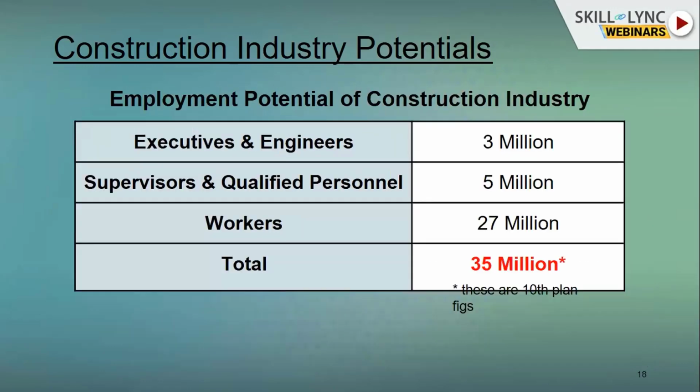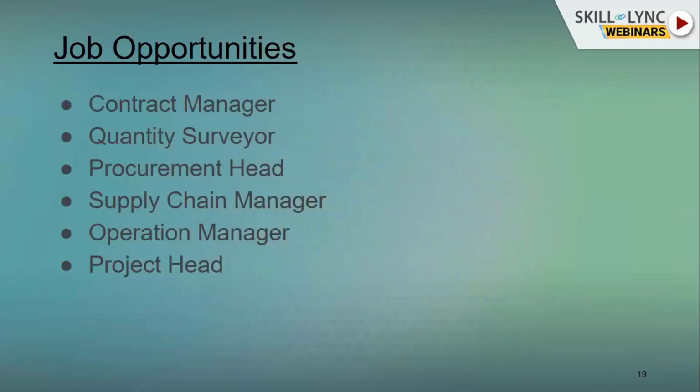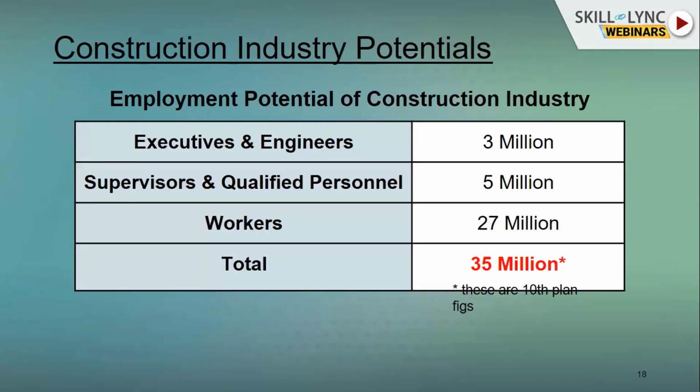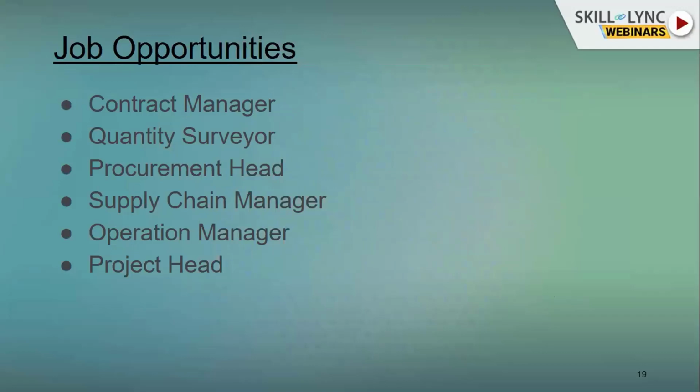These are figures of around 2010. I have taken the total number of executive engineers, supervisors and total workers. It's 35 million. This is the potential of this particular industry as per the market figures available till 2010. So this is the market potential. But after having thorough knowledge and experience, what kind of role will people fit into if they are found to be a contract manager, or they find themselves okay with managing a contract of bigger value?